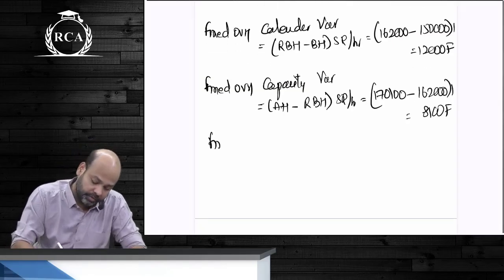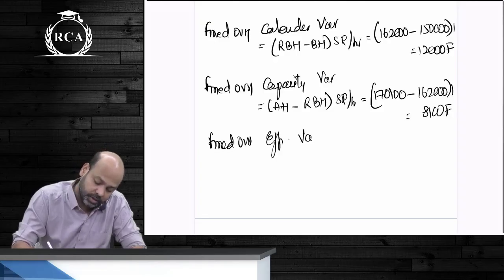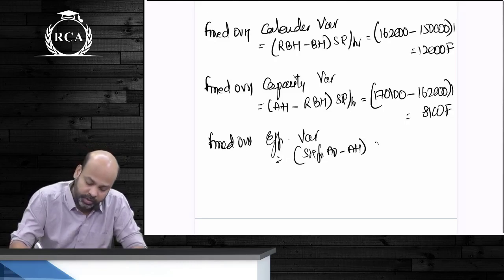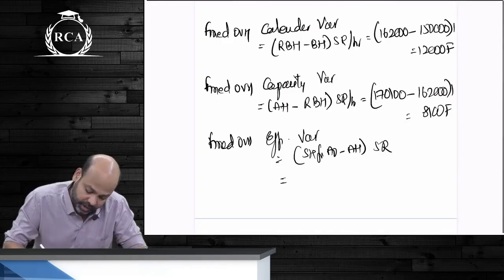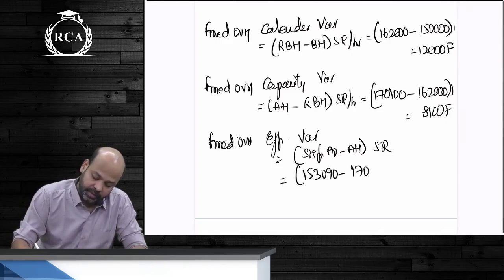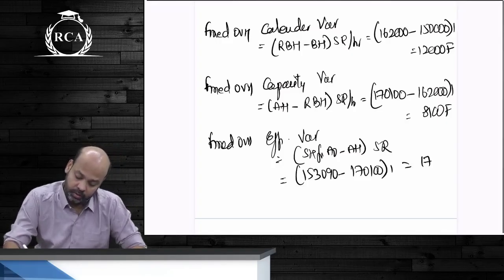This will be equal to 8,100 favorable. Fixed overhead efficiency variance will be adverse. It will be equal to standard hours for actual output minus actual hours multiplied by standard rate. Standard hours for actual output, how much was it? 1,53,000 minus 1,70,100 into 1. 17,010 adverse.